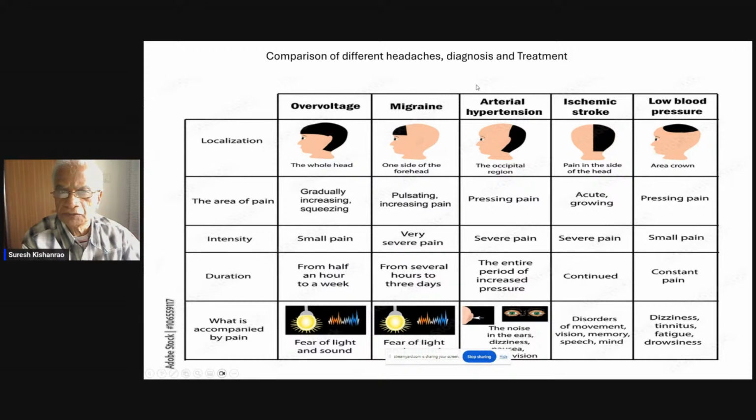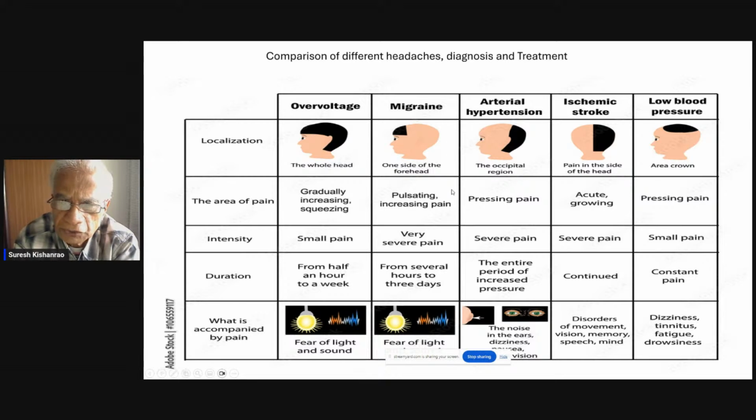Now, this comparison of the site of headache should be able to help you in localizing and arranging the management. If the whole head is aching and the area is gradually increasing or squeezing, intensity is mild, duration is only half an hour to 1 week, and it is usually accompanied by fear of light and sound. This is called overvoltage headache. That means the light is bothering them. So probably you need to reduce the intensity of the light.